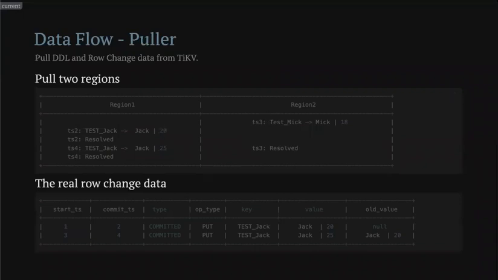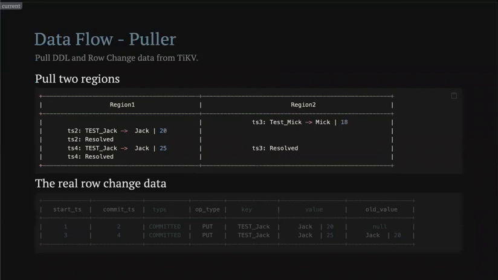The first node is the puller. Let's suppose we have two regions. The first one is region 1, and it stores the data of the first row. The second one is region 2, and it stores the data of the second row. You can see this is test Mac. This is test jack. It sounds a little bit silly, but it's just for the example. This is one row. The puller will pull the data from TiKV, and then it will send the data to the next node called sorter.